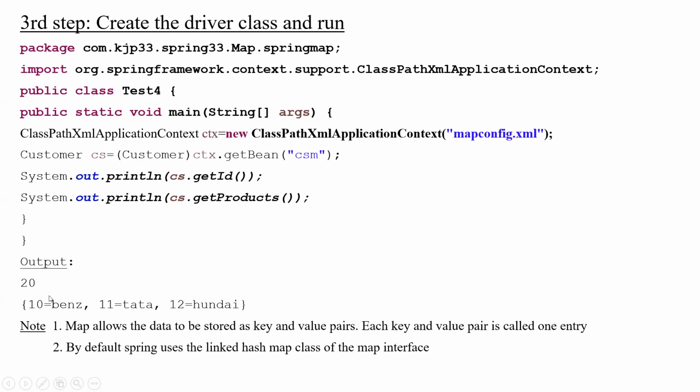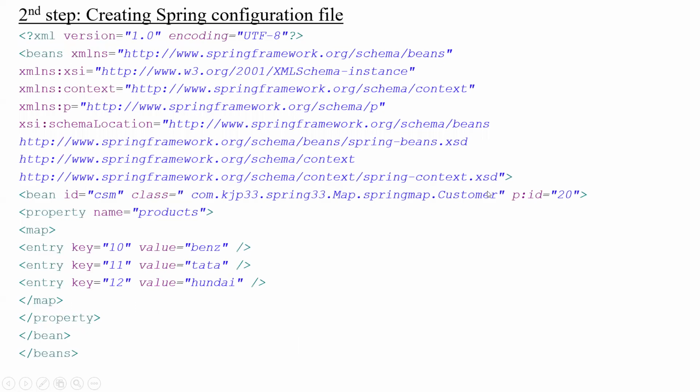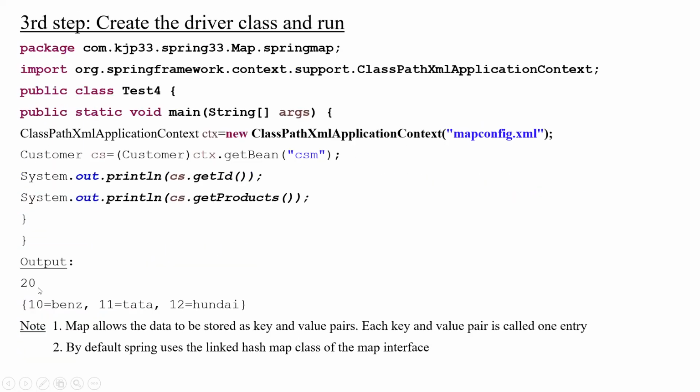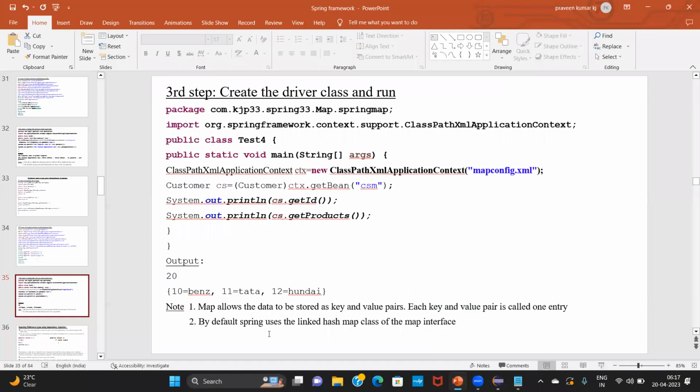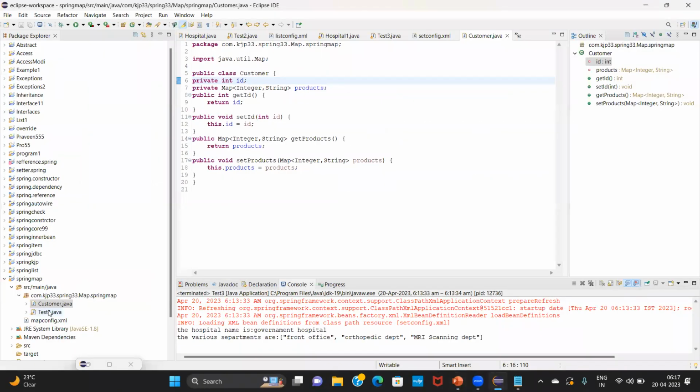See the output we will get is 20. The ID is 20. The 20 we have injected using the p schema. And the product says 10 is equals to Benz, 11 is equals to Tata, 12 is equals to Hyundai. See here guys, you can come back to the IDE. Everything is prepared.